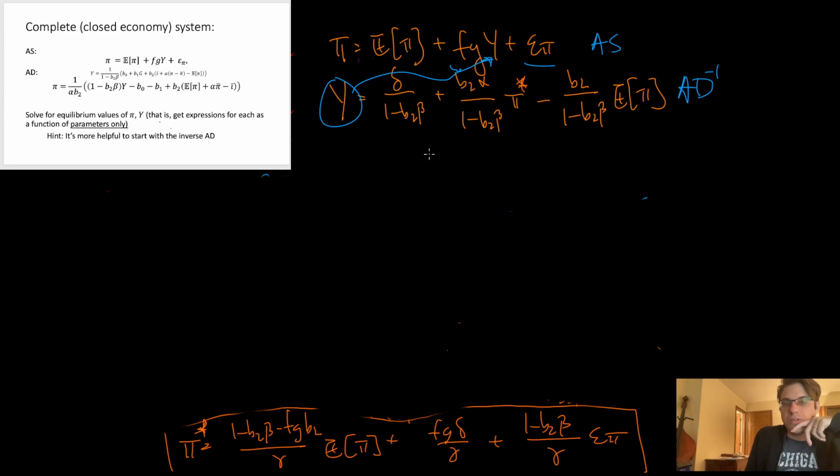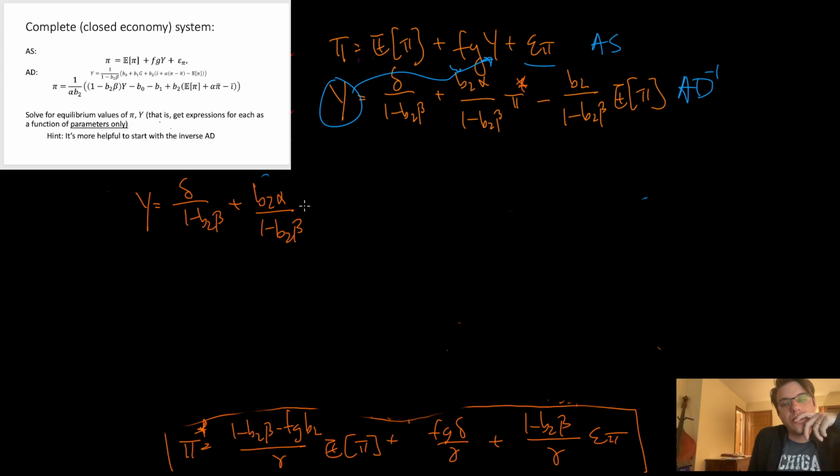The problem is just that it's messy. I guess, whatever, let's do it. If you see a better way to go about it, tell me in the comments. Delta over 1 minus B2 beta plus B2 alpha over 1 minus B2 beta. Okay, times everything. Times everything. That's really horrible.